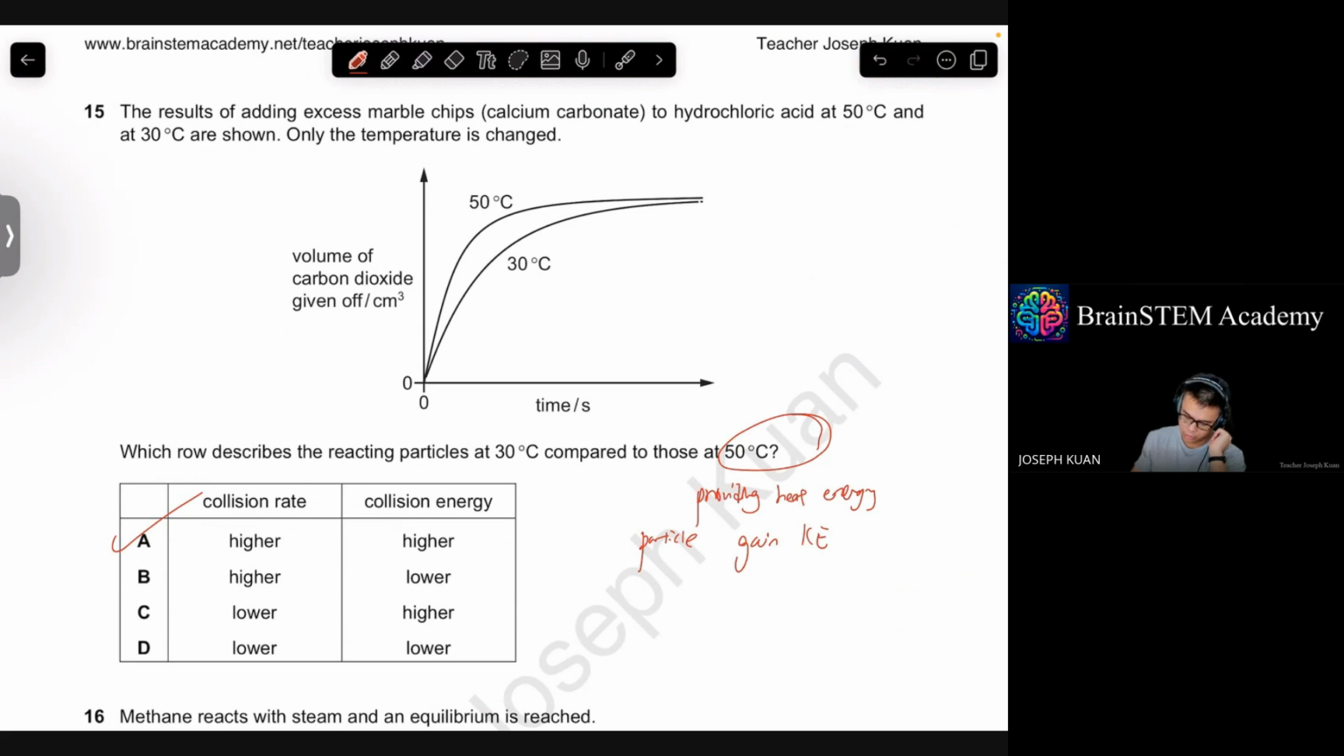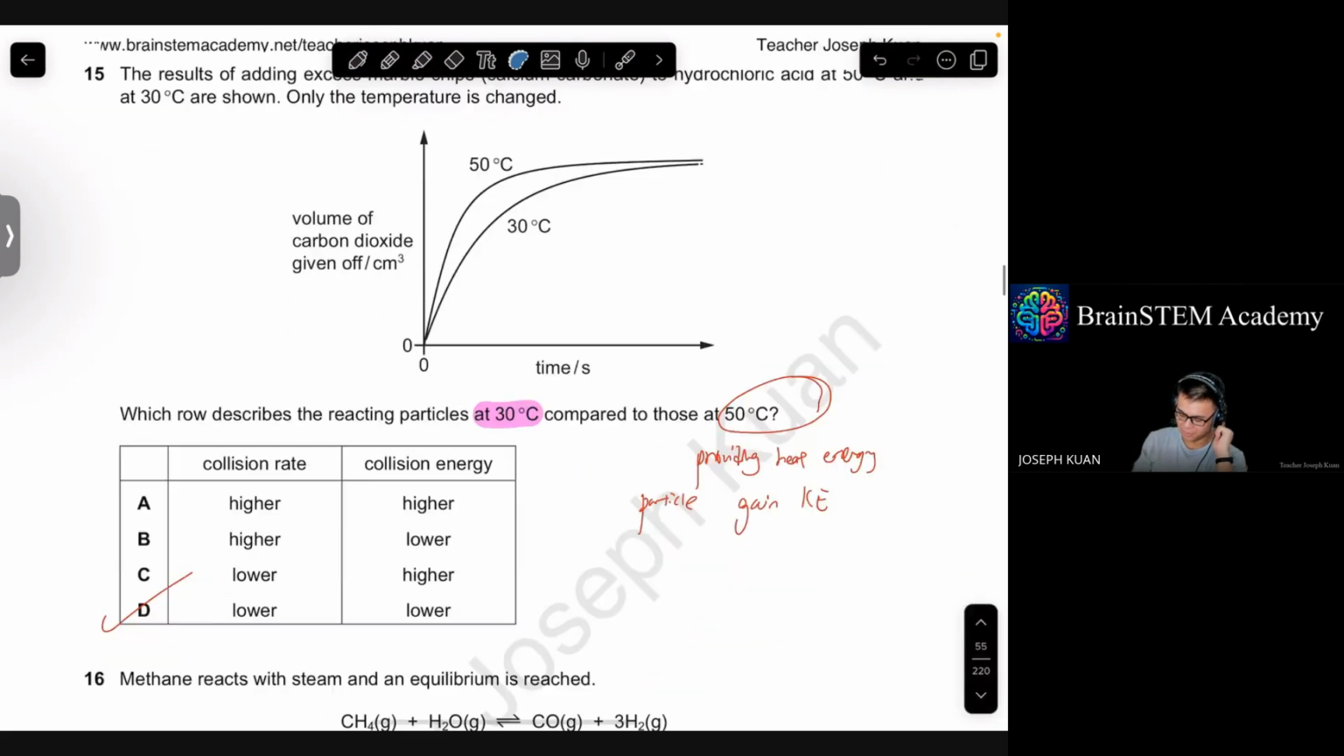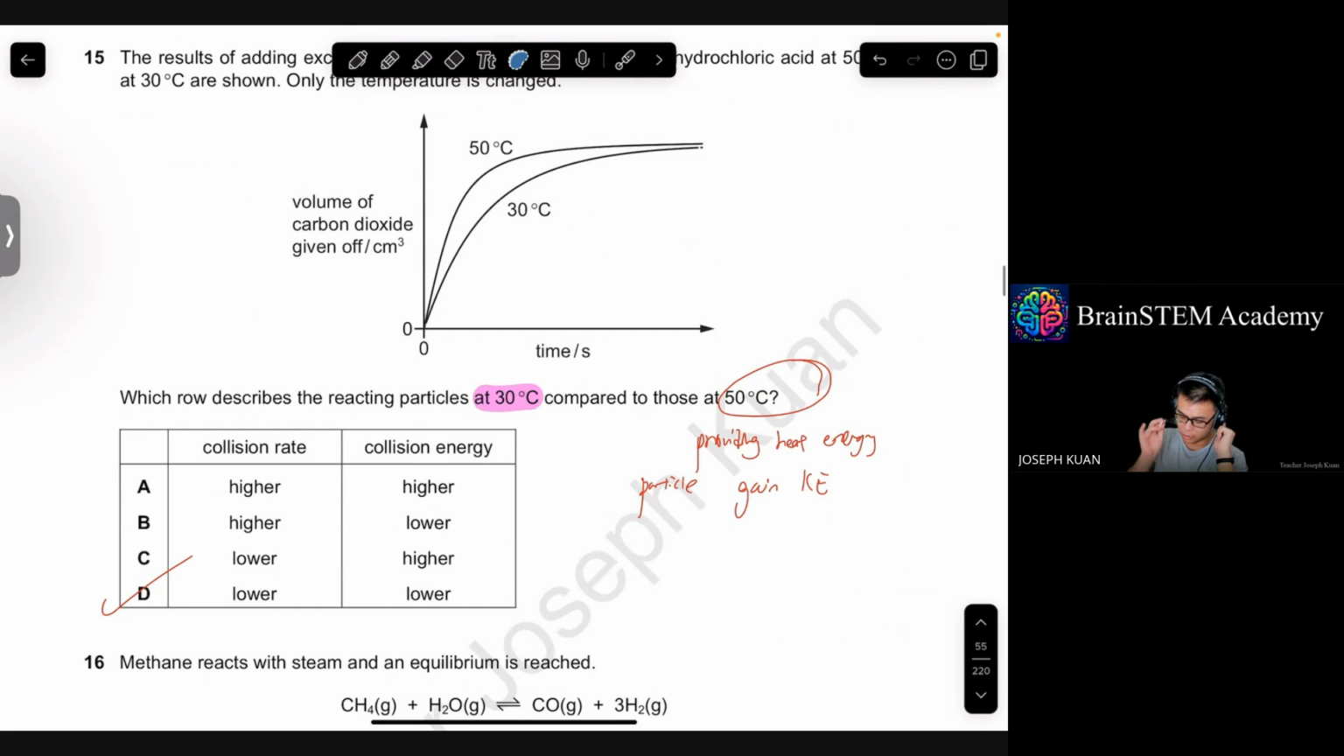Right? Pretty straightforward. Wait, hold up. It's referring to 30 degrees Celsius compared to 50 degrees Celsius. My bad. The answer should be D. Okay? Double check your answers. Don't be like me. At the lower temperature, it should be lower, lower. At the higher temperature, it should be higher, higher.